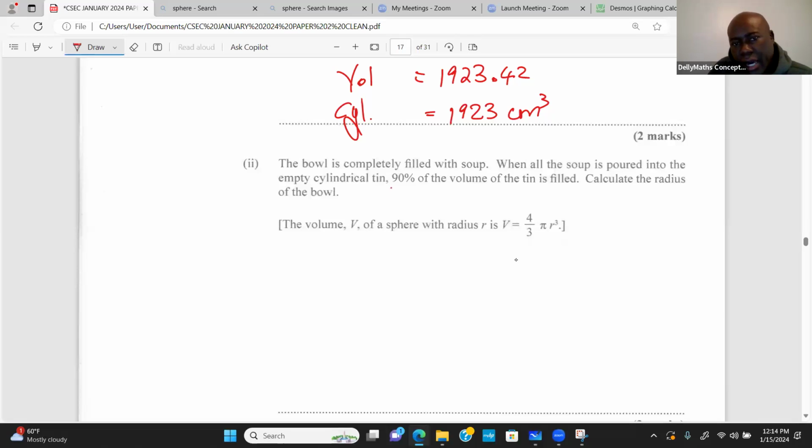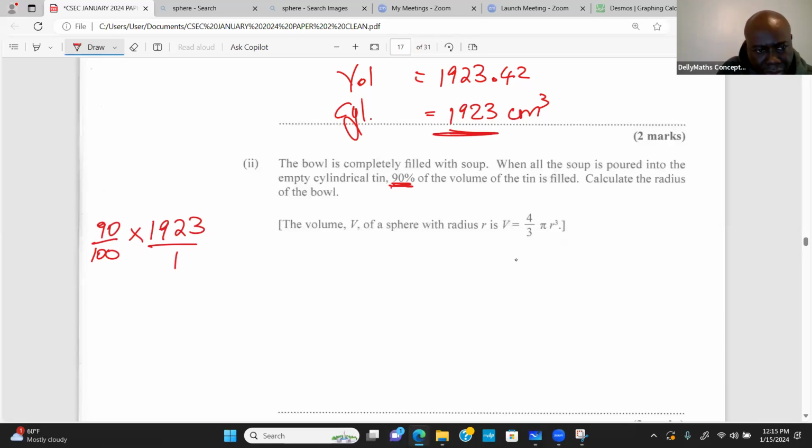All right, firstly, we want to make the association that 90% of the cylinder is actually when the bowl is full. So basically then, we want to find 90% of the volume of the tin, which is what we have from the previous question here. All right, so when you work out this, the number that we are going to get, all right, when we work out 90% of this, so let me work this out quickly.